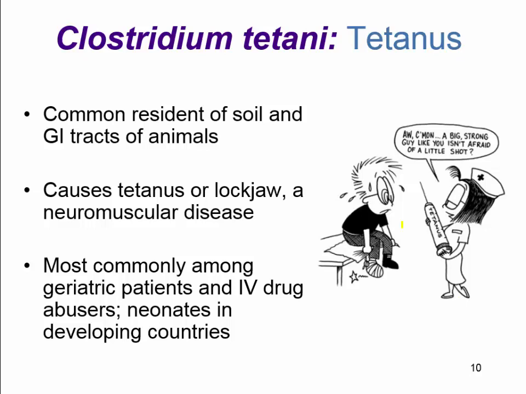Here in the United States, we don't have a ton of cases. We recommend that individuals get their tetanus shot at least every 10 years. It's more common among geriatric patients, IV drug users, or neonates. What do all of these have in common? All of these individuals are immunocompromised.